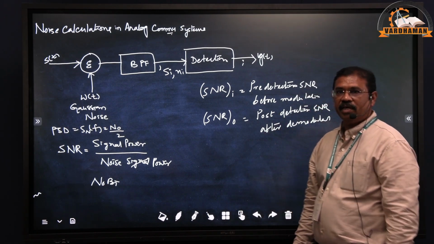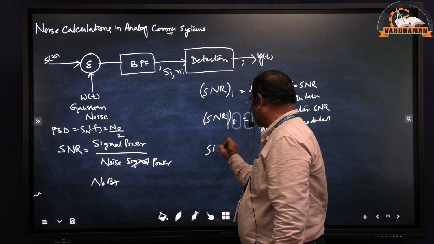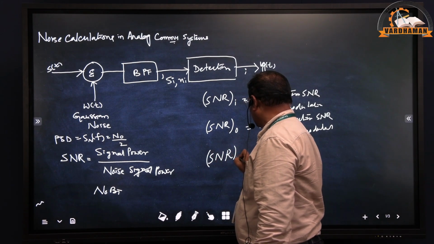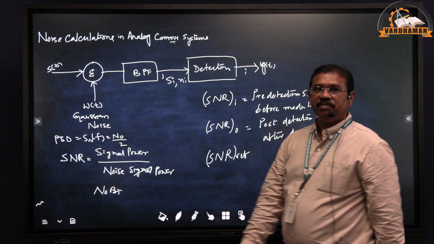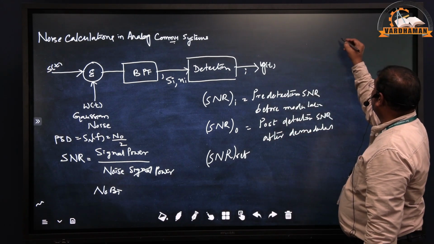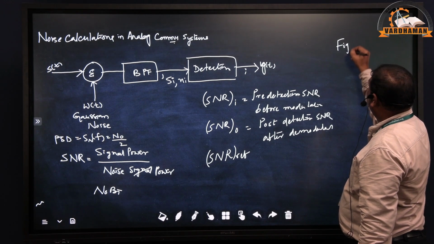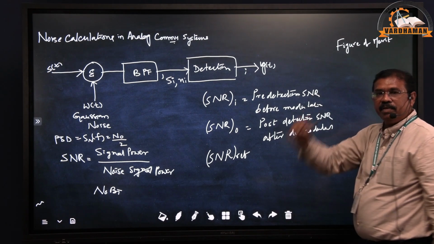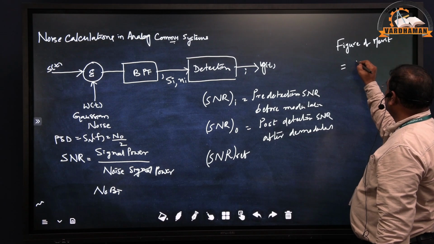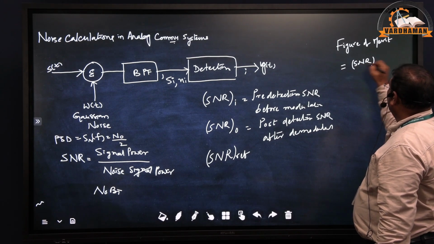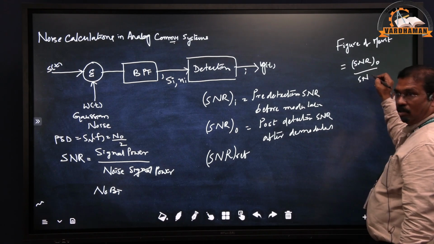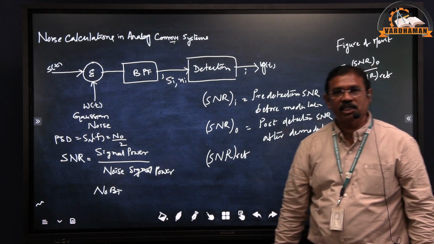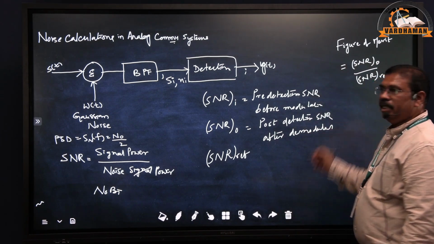Another type of SNR is the reference SNR. After finding all these things, we can find the figure of merit. What is meant by figure of merit? It measures the performance of a given analog communication system. It is a ratio of the output SNR and the reference SNR. This figure of merit is a dimensionless quantity, and normally its value should be high.